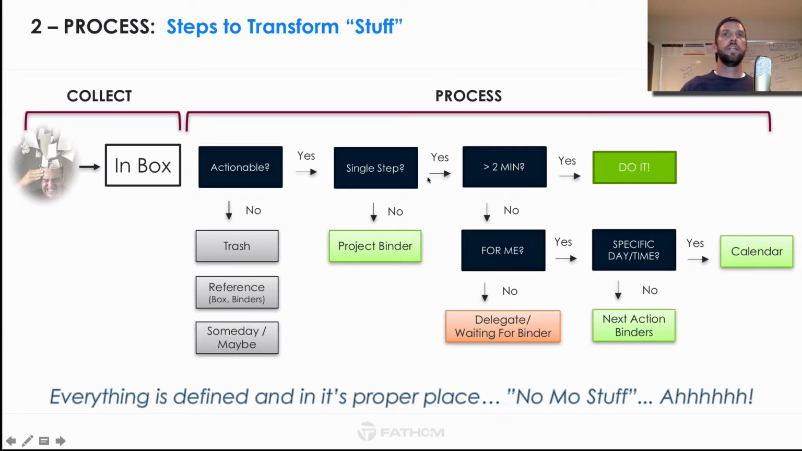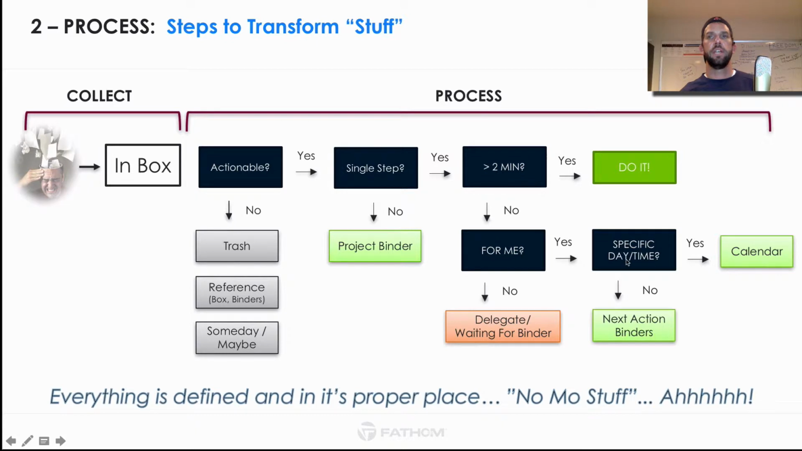If it is a single step, the next question I'm going to ask is, can I do it in less than 2 minutes? If I can, I'm just going to do it right then and there. If it's going to take me longer than 2 minutes, it's really important that we don't do it right now because we're in process mode. And I'm going to ask the next question, is it for me? If it's not for me, I'm going to delegate it. And I'll talk a little bit about how I manage things that I delegate in the next slide.